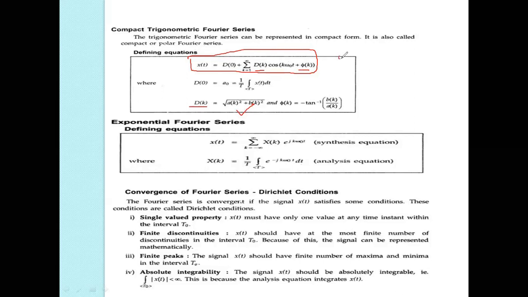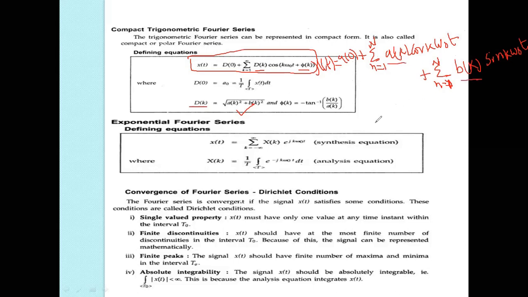Converting, we get a of 0 plus the sum from k equal to 1 to n of a of k cos k omega naught t, plus the sum from k equal to 1 to n of b of k sin k omega naught t. For k equal to 0, the value is 0 only. This is the x of t equation, a trigonometric Fourier series. Converting this gives the compact trigonometric Fourier series.